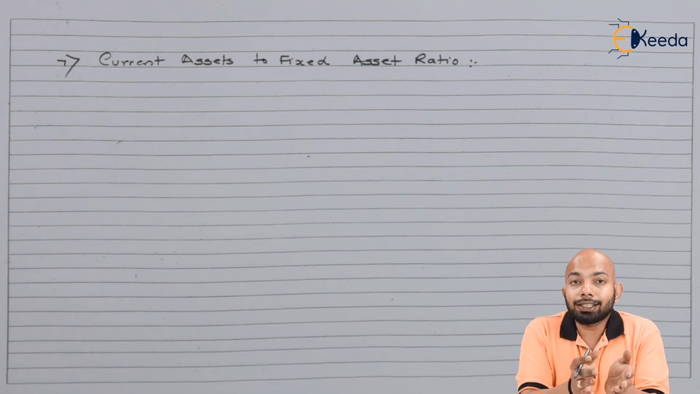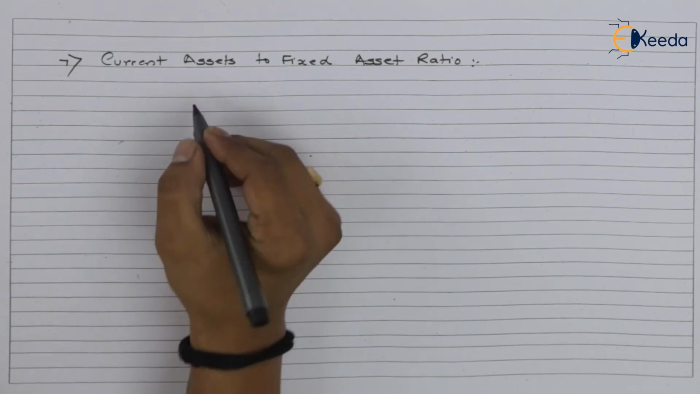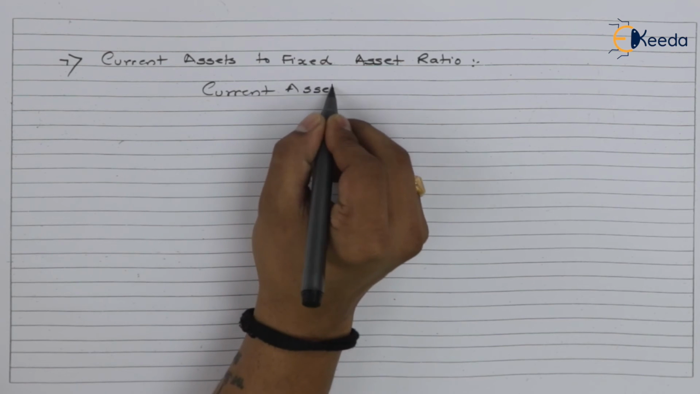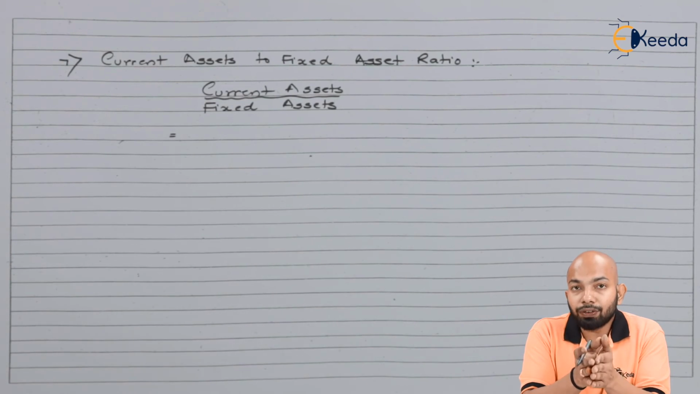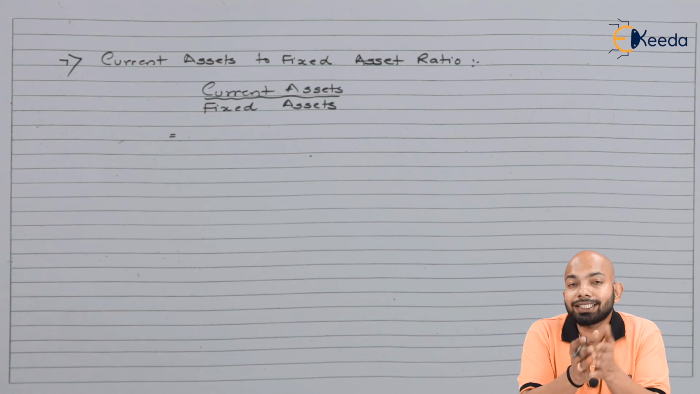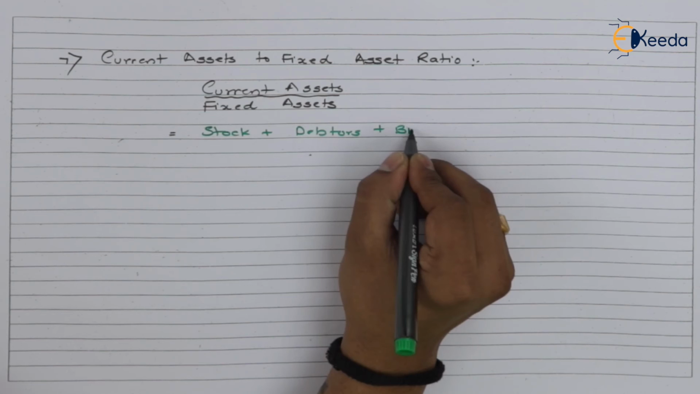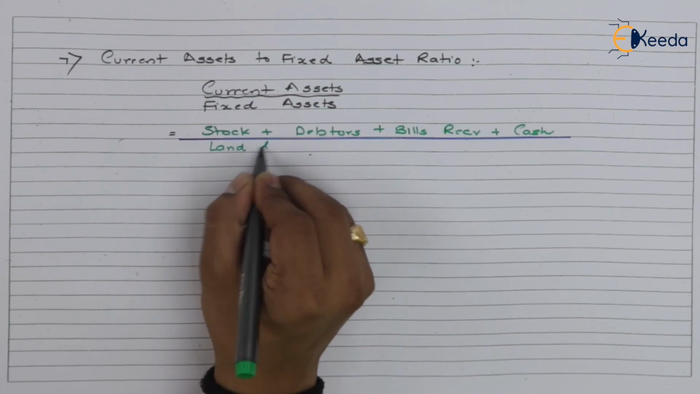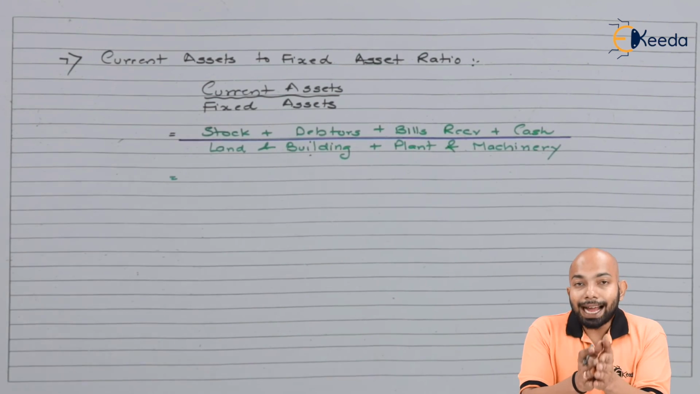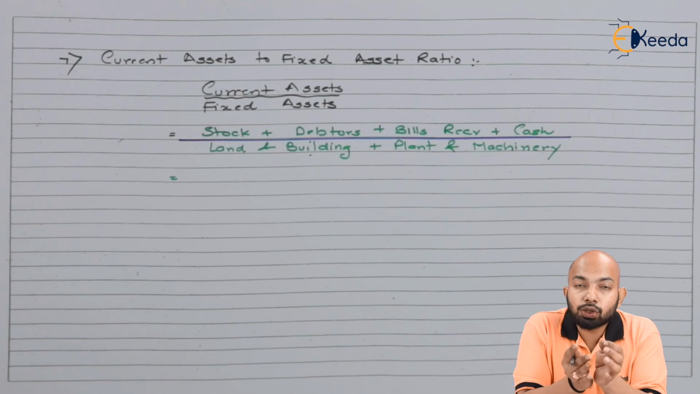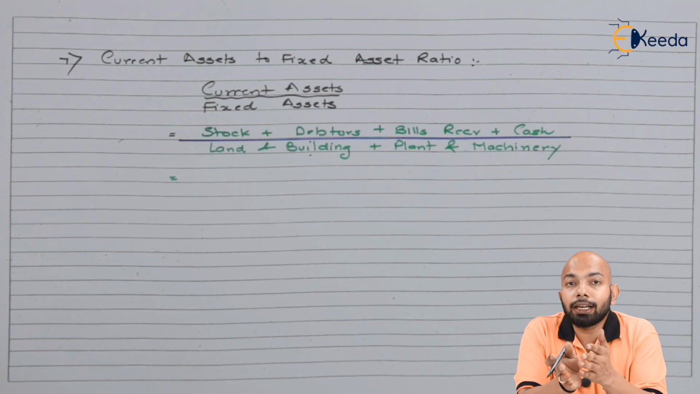The last ratio is the current assets to fixed assets ratio. Very simple, current assets divided by all fixed assets. Let's figure out what we have as part of current assets in this question and what we have as part of fixed assets. In this question we have current assets: stocks, debtors, bills receivable and cash balance, and for fixed assets we have land and building, plant and machinery.